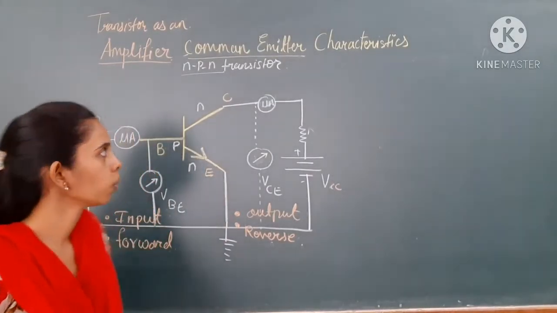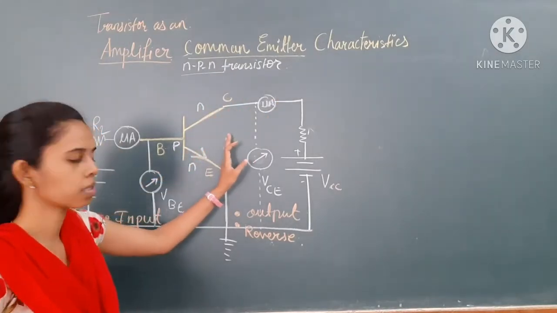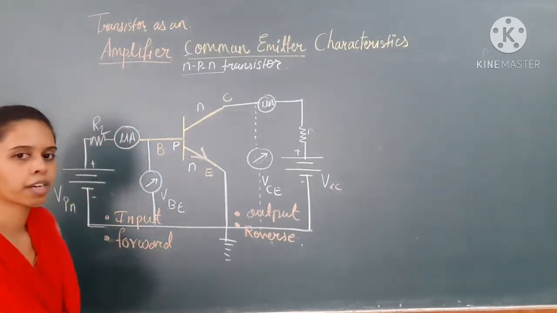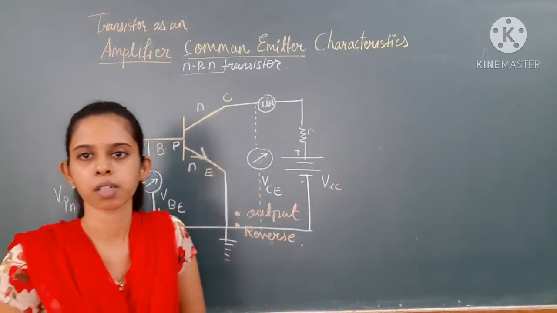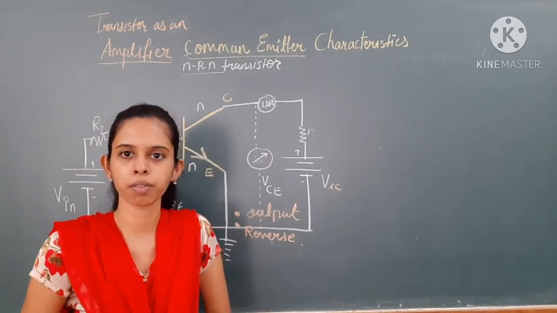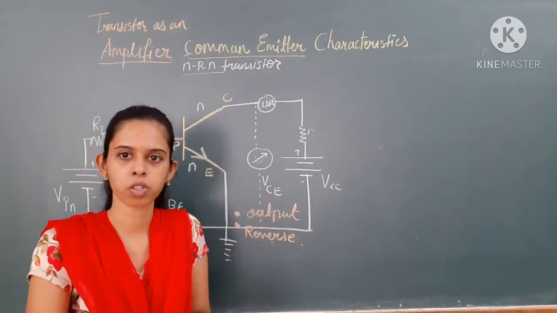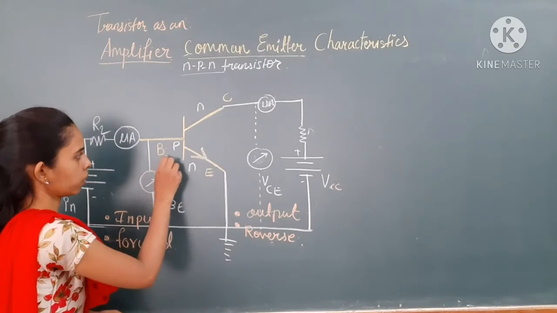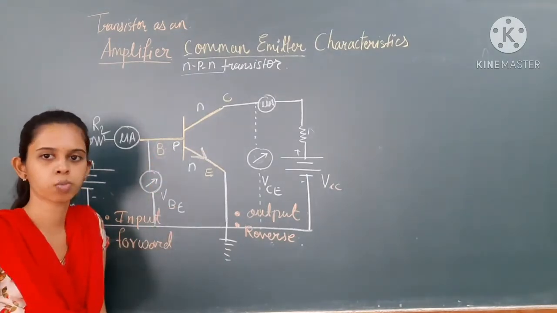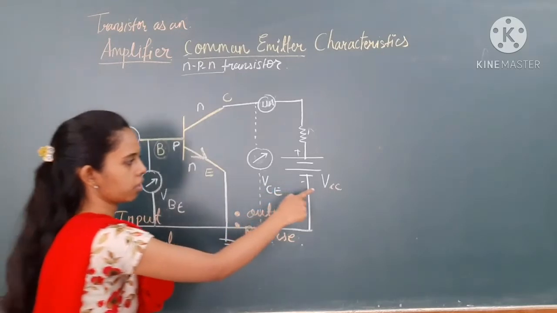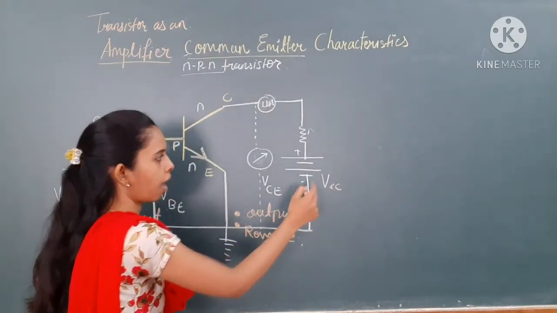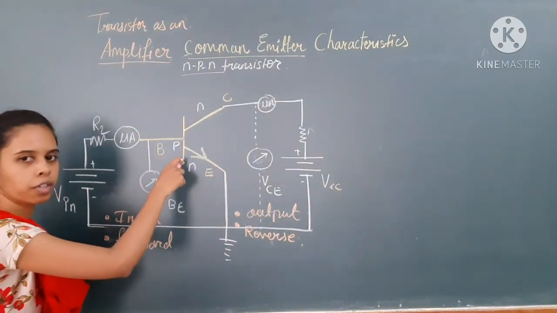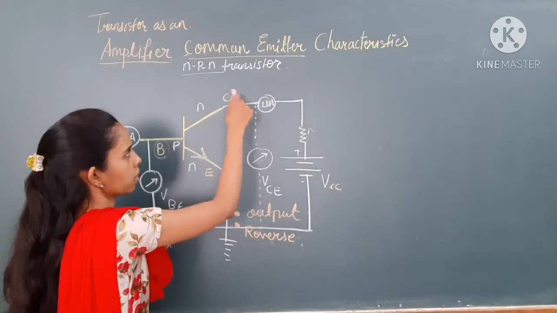Now let us see how this common emitter transistor can be used as an amplifier. An amplifier means that when you give a small input, there is a large amplification of that small input. As we know, if there is a small change in the base current, the input, there is a large change in the output. That means if IB, the current through the base, changes, then there is a large change in the collector current.